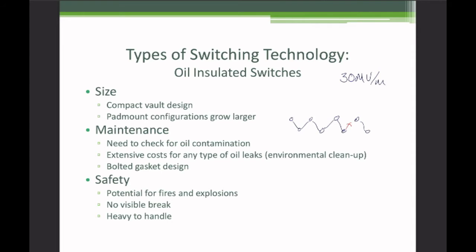Certainly, the oil's going to be good for its rated life, but you can't see through it anymore. And so, because we can't see through it, we don't have any visual indications of our switch state on our oil-based switchgear. And when we're doing maintenance, we need to check to see what sort of other chemicals have been formed by the breakdown of this oil, because some of them are pretty nasty.